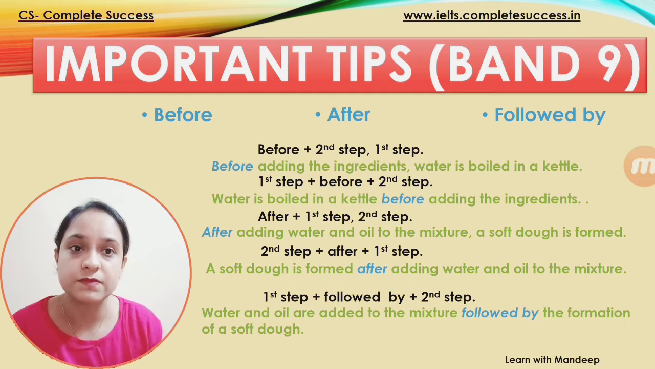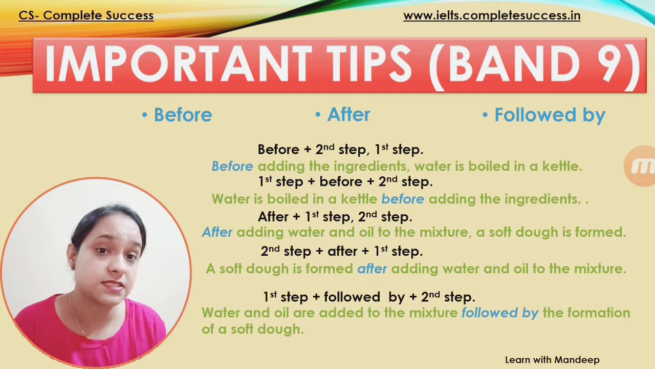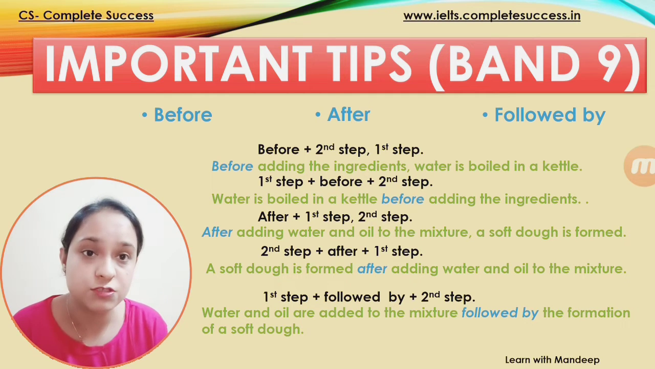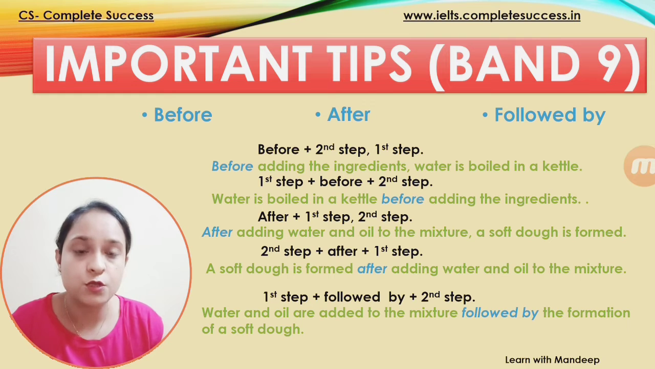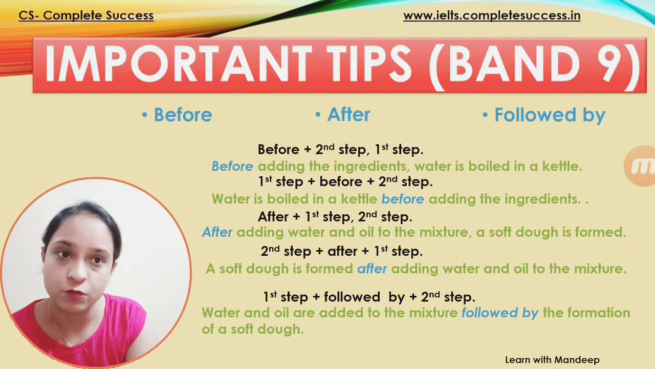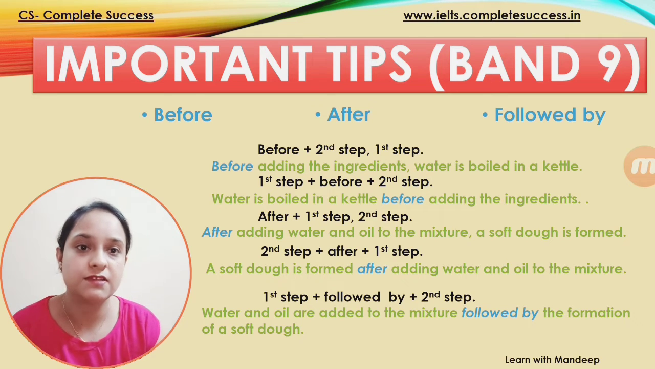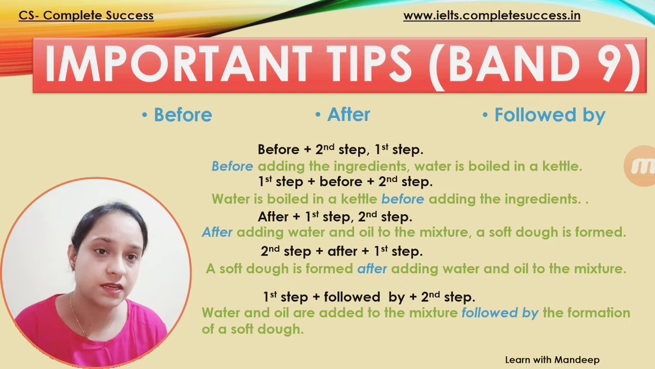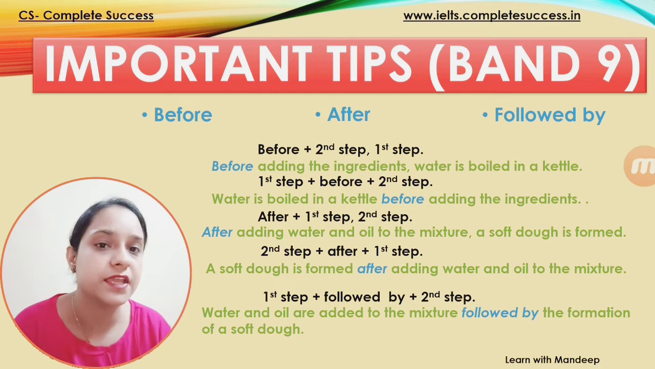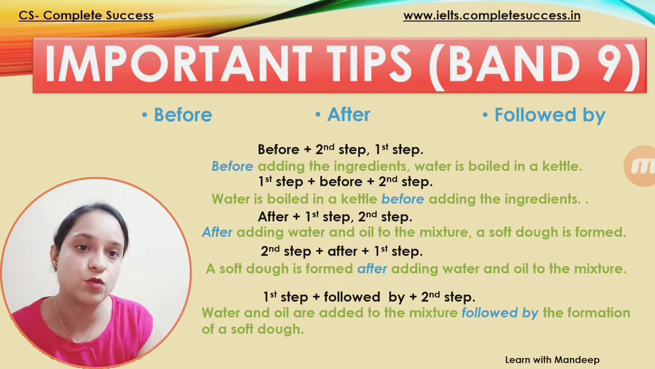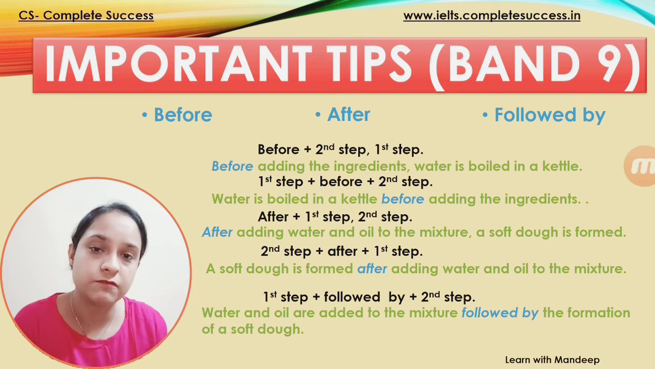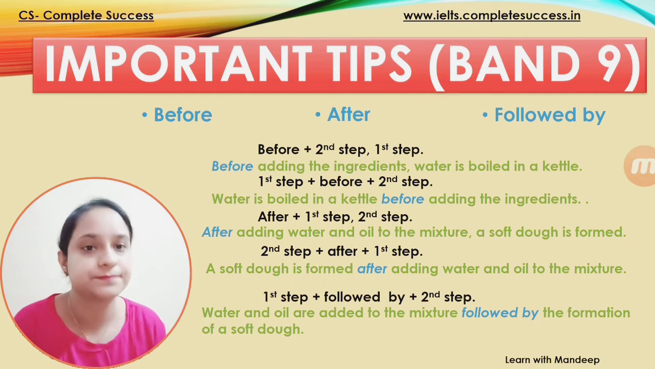Means the first step is explained later in the sentence. But when you use before in the middle, you will explain the first step before the word before, and then the second step. Like water is boiled in a kettle before adding the ingredients. Means you firstly have to boil the water. Before doing that, what you have to do is adding the ingredients.